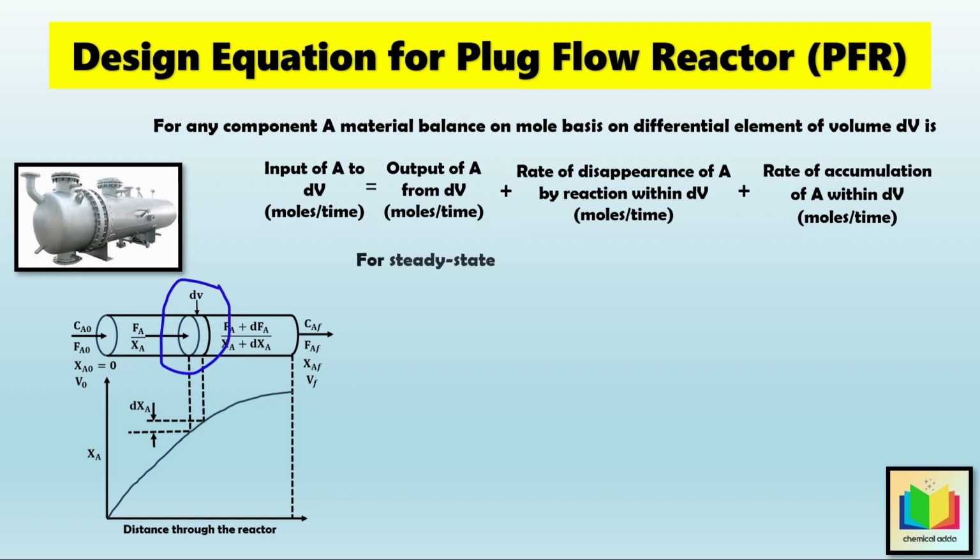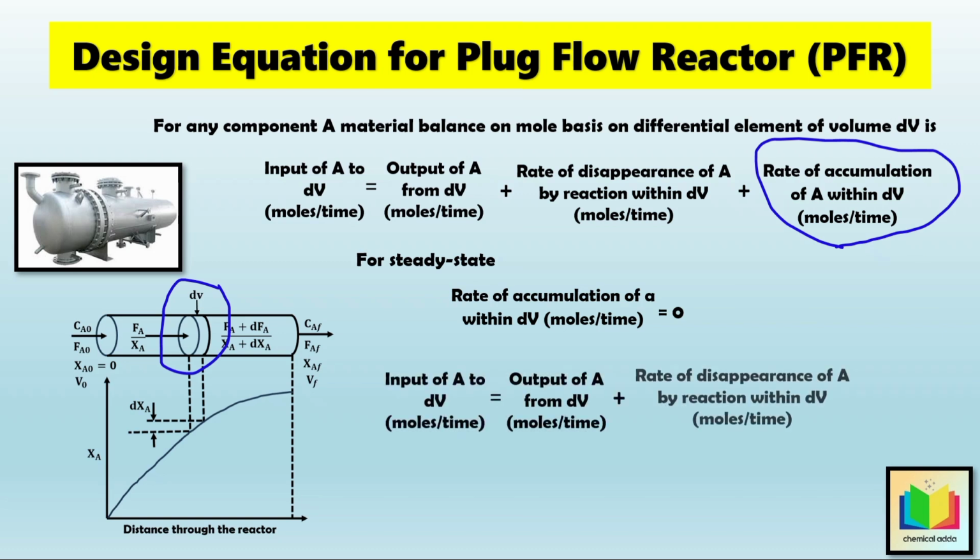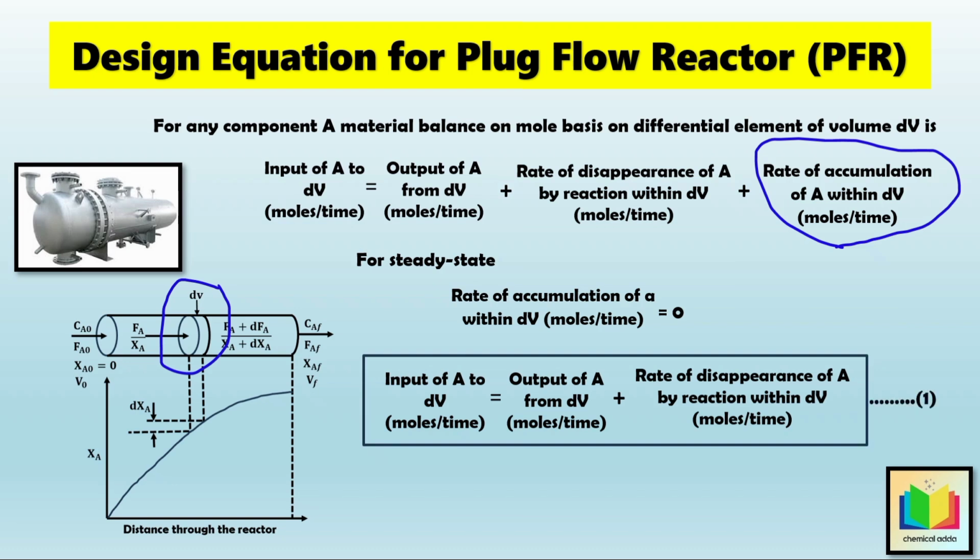But for steady state operation, the rate of accumulation term is 0 because in a plug flow reactor, conditions don't change with time. Hence the fourth term of the above equation is 0. Therefore, the above equation can be written as: input of A to dV in moles per unit time is equal to output of A from dV in moles per time plus rate of disappearance of A by reaction within dV in moles per unit time.